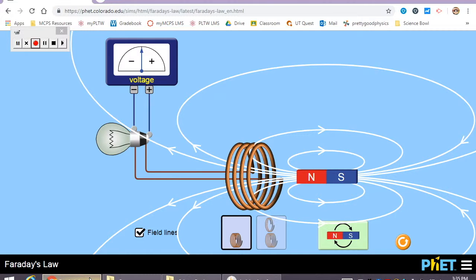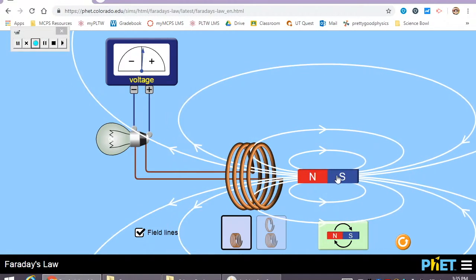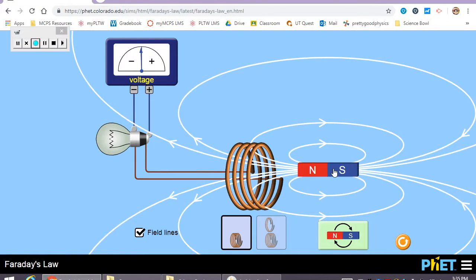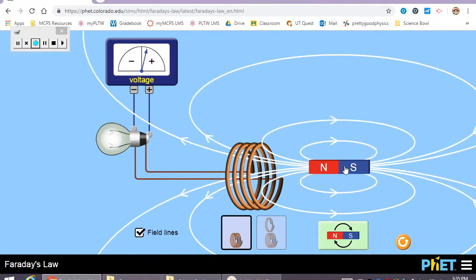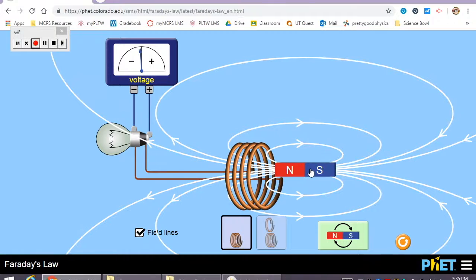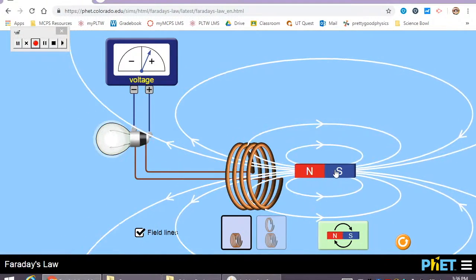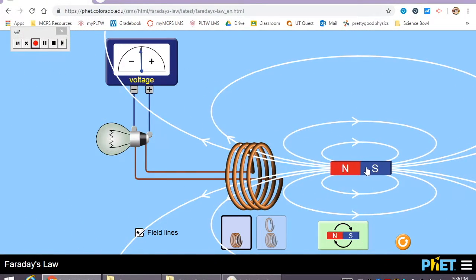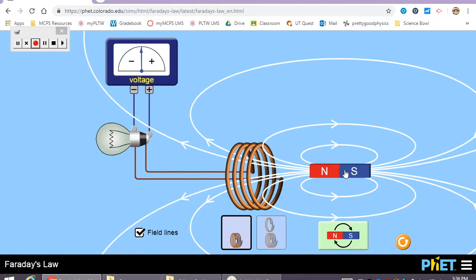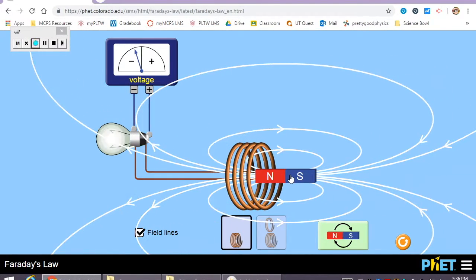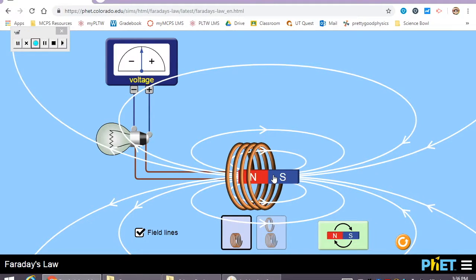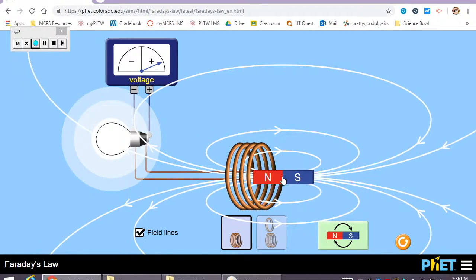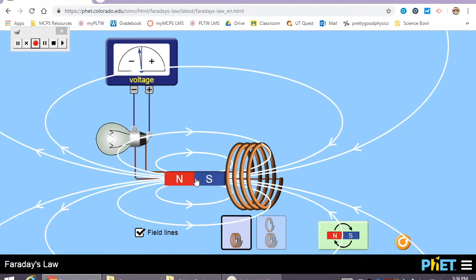I've got my bar magnet, and it is going through a little loop of wire. You'll notice I'm not getting any voltage right now, but if I start to move my magnet, I get voltage and therefore current flowing in my wire. If I move it quickly, I get a lot of voltage and a lot of current. If I move it slowly, I get just a little bit. If I don't move it at all, if I put it inside and leave it there, I get nothing. So I only get that voltage, I only get that current while my magnet is moving.